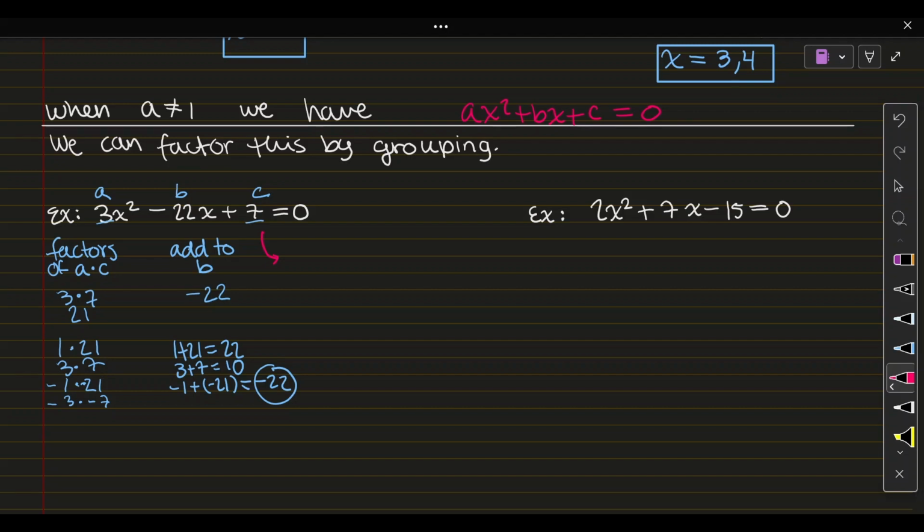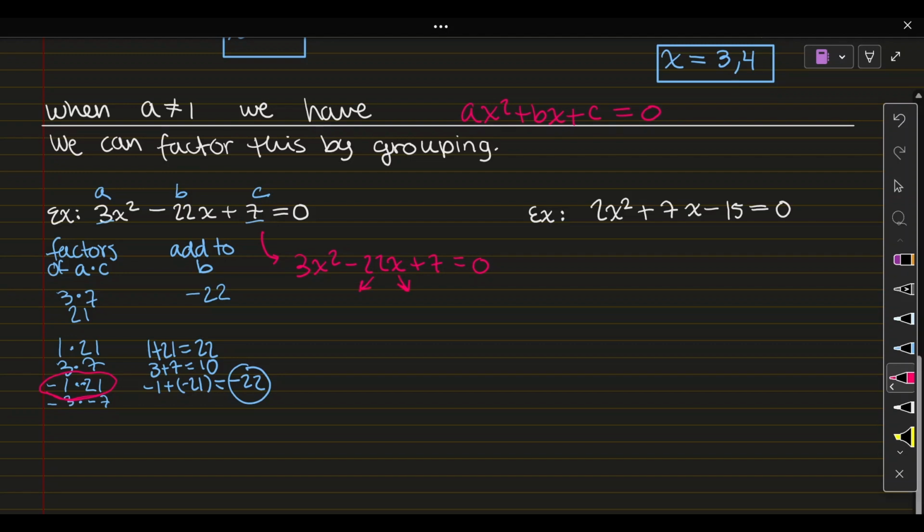So let me rewrite this here so I can make it clear what I'm doing. 22x plus 7 equals 0. I'm going to split this up cleverly, this 22x, and I'll have 3x squared minus 21x minus 1x plus 7 equals 0. You can verify that -21x minus 1x is -22x, so I did something legal, I split it up. Now I'm going to split this equation right down the middle, and we're going to do what's called grouping.